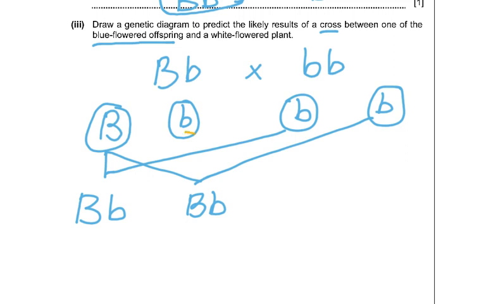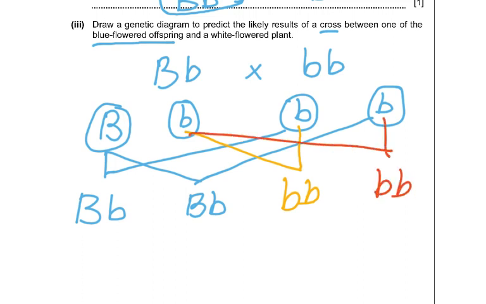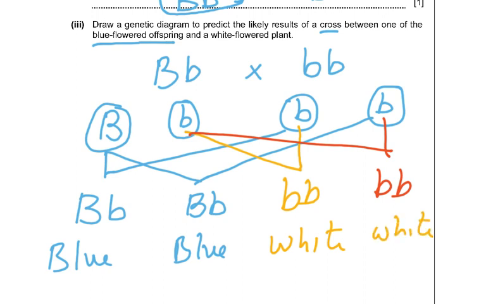And then, the same here. So what do you have? This is blue. This is also blue. And this is white. And this is also white. And what is the ratio? It's 2:2. Or you could have simplified it and it was 1:1.